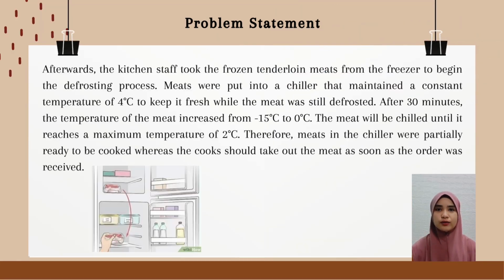Afterwards, the kitchen staff took the frozen tenderloin meat from the freezer to begin the defrosting process. The meat was put into a chiller that maintained a constant temperature of 4 degrees Celsius to keep it fresh while it was defrosting. After 30 minutes, the temperature of the meat increased from negative 15 degrees Celsius to 0 degrees Celsius. The meat will be chilled until it reaches a maximum temperature of 2 degrees Celsius. Therefore, meat in the chiller was partially ready to be cooked, whereas the cooks should take out the meat as soon as the order was received.